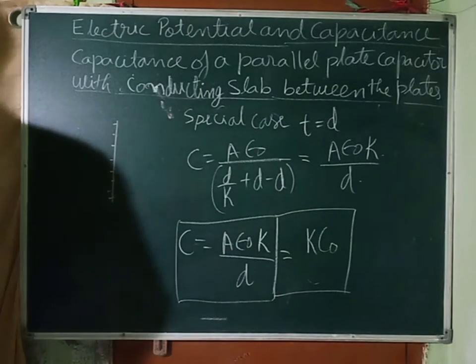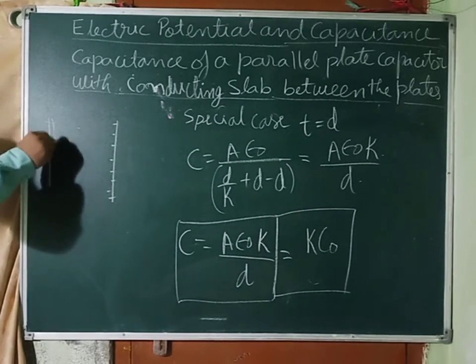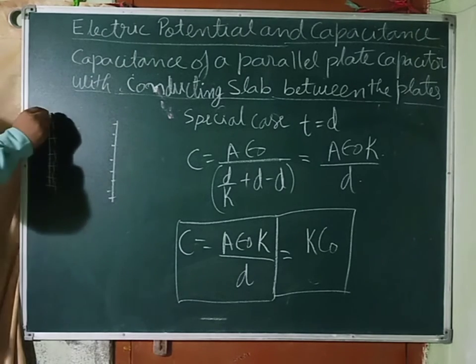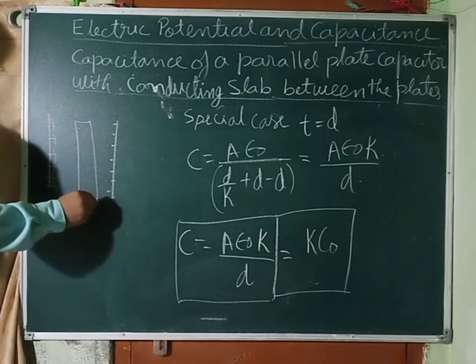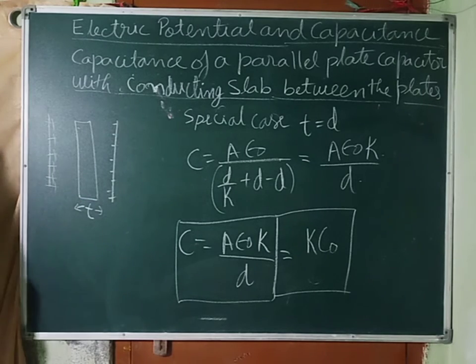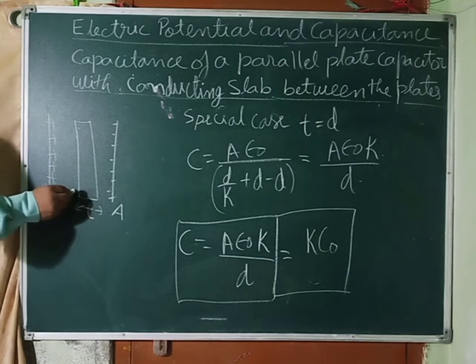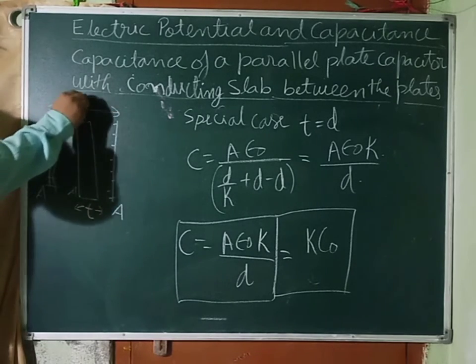Let this be state one. Okay. And now between the plates we have got a conducting slab of thickness T. Now the area of the plates is A. The area of this slab is also A. The separation between the plates is how much? It is D as usual.